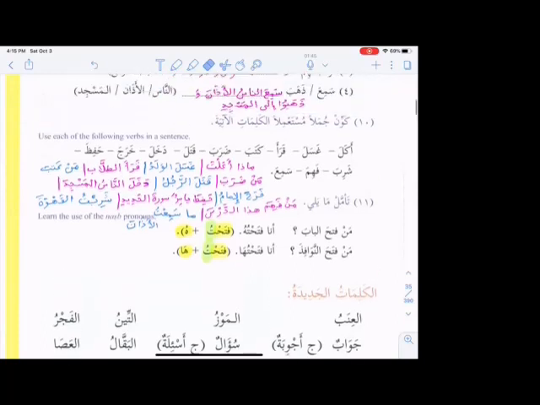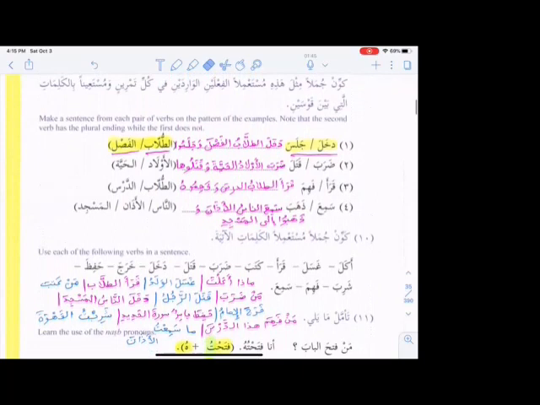So now here, these are the verbs. What are they? Use each of the following verbs in a sentence. Akala, gasala, kara'a, kataba, daraba, katala again, dakhala, kharaja, hafiza, shariba, fahima, samia. You should be able to conjugate all these thoroughly and properly. If you have a sheet of paper, conjugate separately.